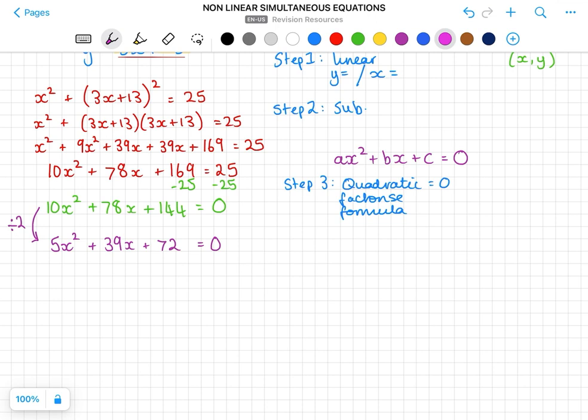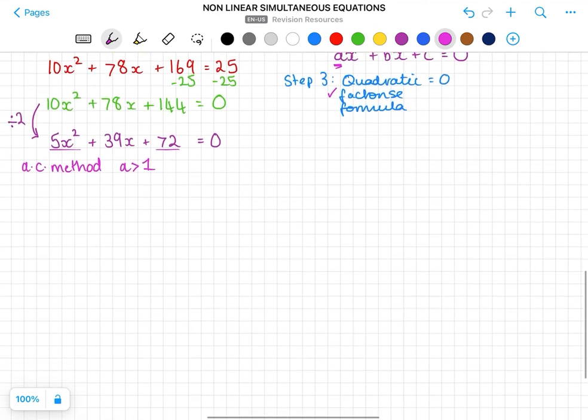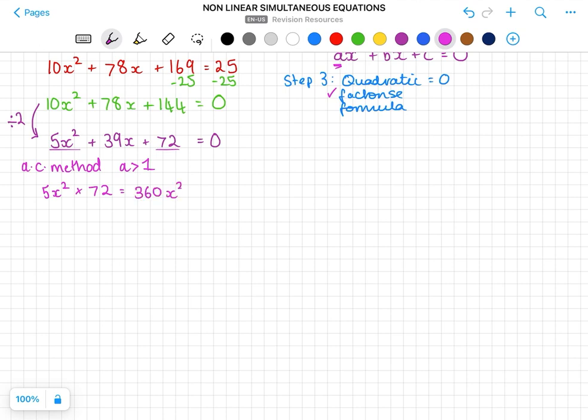Step 3 is to solve our quadratic. So I'm going to factorise this. I'm going to use the AC method of factorising because my value for a, the coefficient in front of the x squared, is greater than 1. If you're unsure on the AC method, please watch the video on how to factorise quadratics. So I'm going to start with 5x squared multiplied by 72. That leaves me with 360.